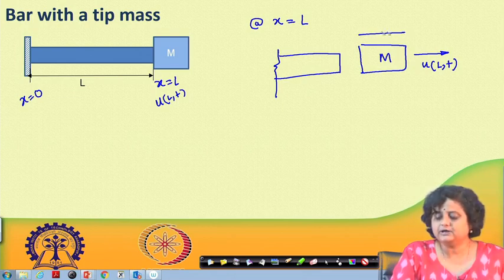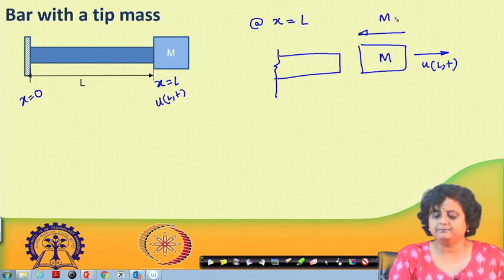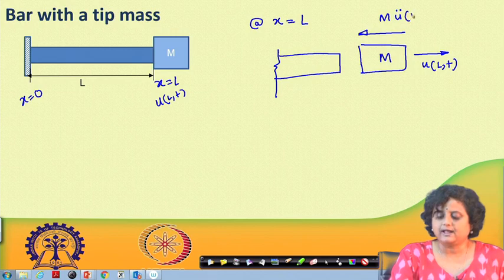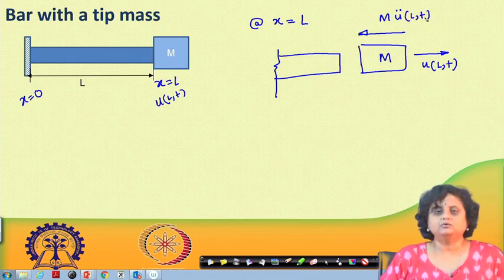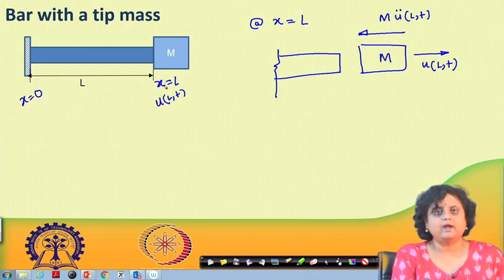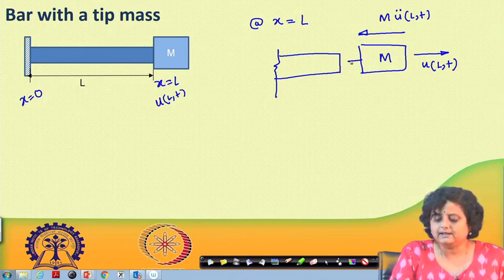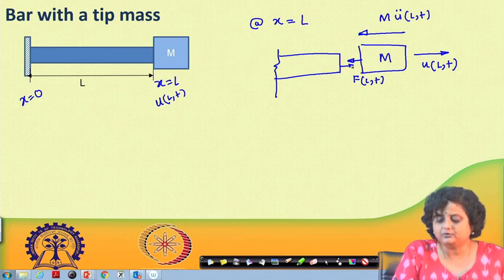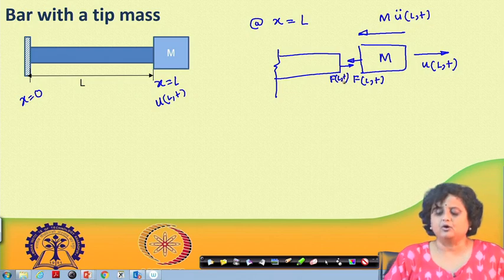Therefore, an inertial force will act on the concentrated mass, which will be M into u double dot L comma t. Now, this inertial force is going to get balanced by the internal axial force acting at the x equal to L point. So, let me call the internal force F of L, t, and similarly an equal and opposite force F L t is also acting on the rod.